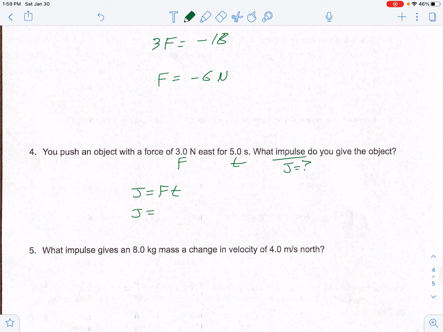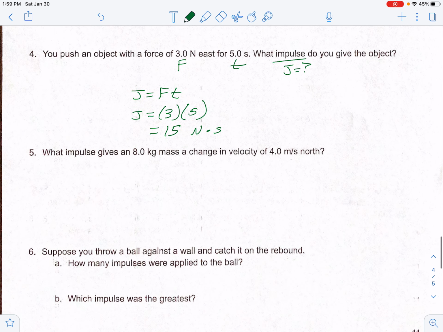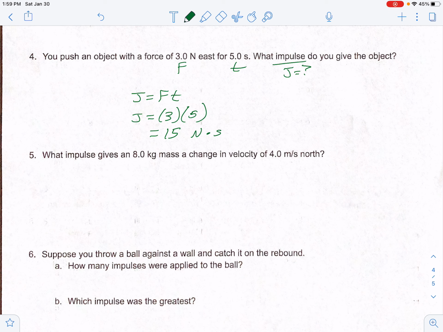So J equals 3 times 5, and that gives me 15 newtons times seconds. Okay, number 5, what is the impulse on an 8 kilogram mass, a chain, I think there's a little typo there. What impulse gives an 8.0 kilogram mass a change of velocity of 4 meters per second north?